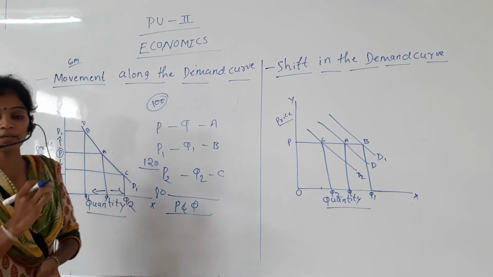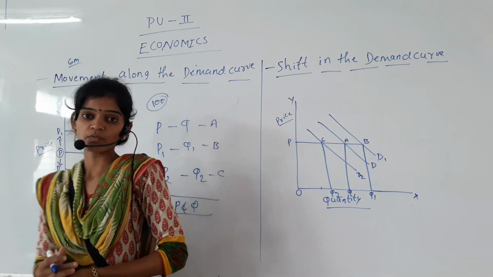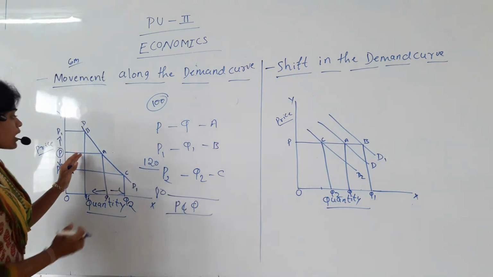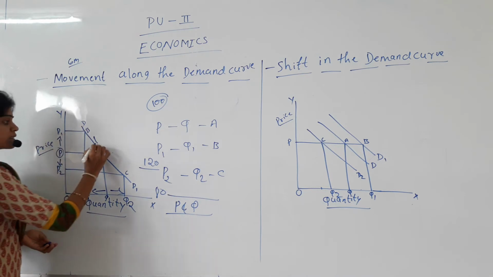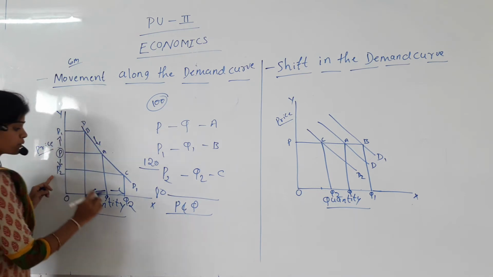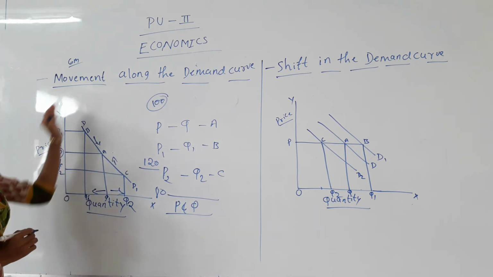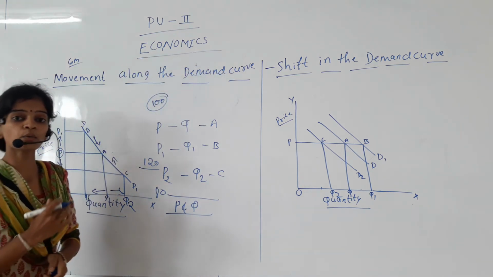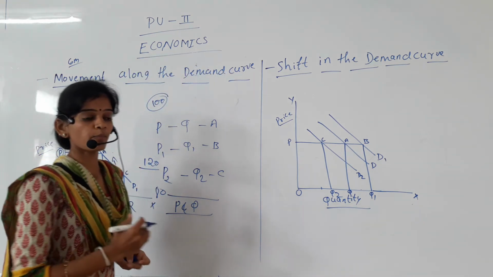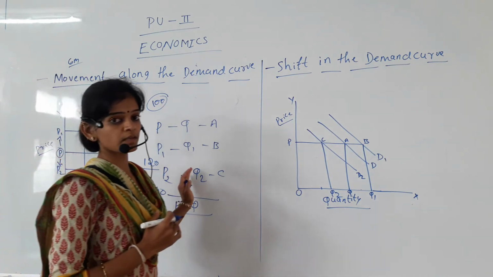Here the demand curve is moving upward and downward. See here, P to P1 the quantity is decreasing and P to P2 it is increasing. In the case of movement along the demand curve, there are two steps, downward or upward. When price increases, quantity decreases; when price decreases, quantity increases.